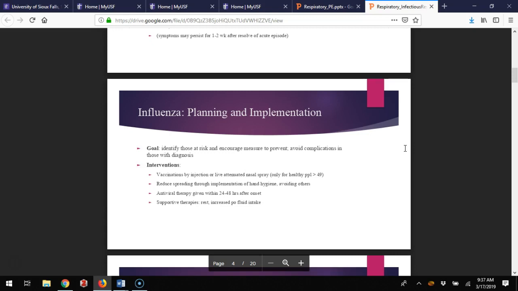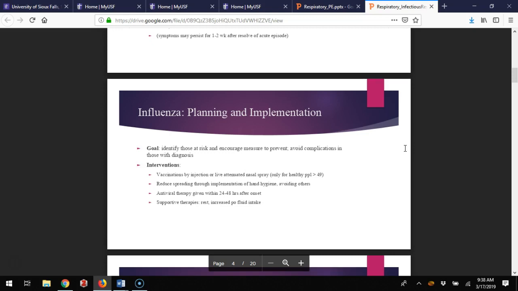We can give antiviral therapy if it's early enough onset, usually within 24 hours of initial signs and symptoms, which is sometimes hard and difficult to achieve. But if that's the case, we can give stuff such as like a Tamiflu and help them out with that. Otherwise, it's all supportive therapies with this.